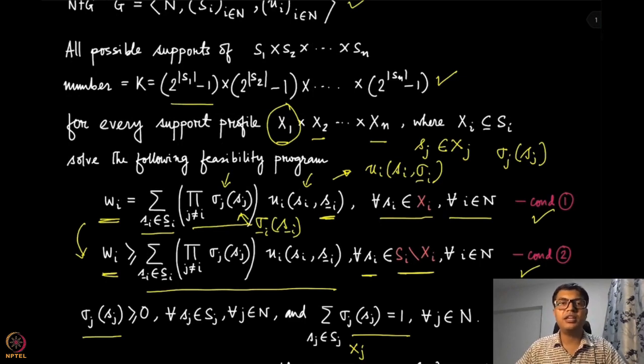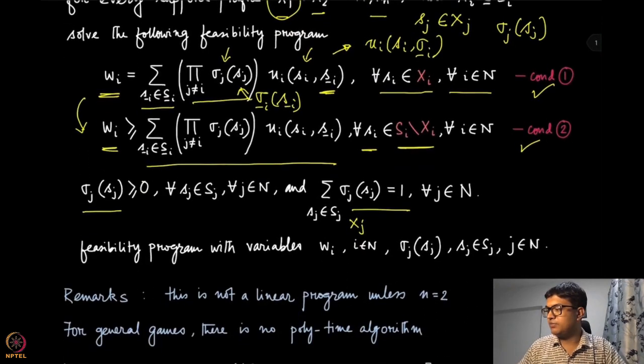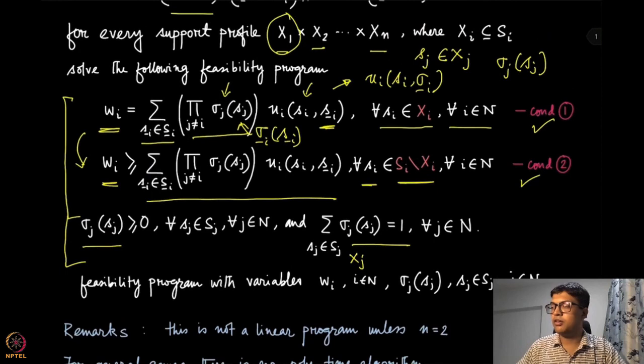And similarly, the whole support profile will be the product of all these terms. So this is not really the most efficient algorithm. In particular, even for a specific profile of supports, this feasibility program is also not a linear program unless there are only two players.